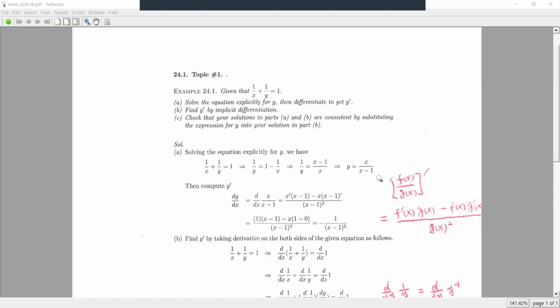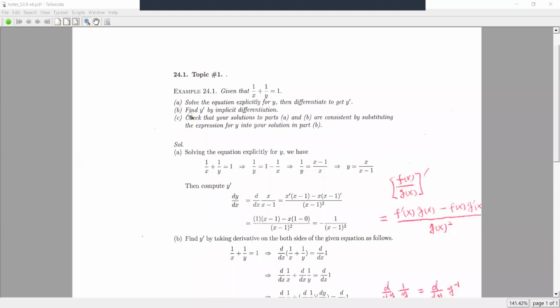After we get the function, now take the derivative of the function. The function is a quotient, so we apply the quotient formula to compute the derivative. By the quotient formula, the derivative is equal to this. Derivative of x is 1. Derivative of x minus 1 is 1 minus 0. Simplify this expression, then we have this. This is the result of the derivative of y.